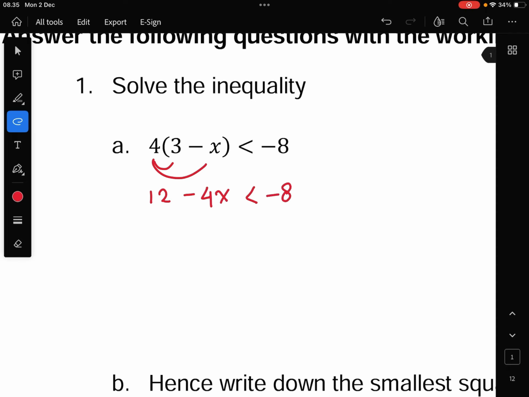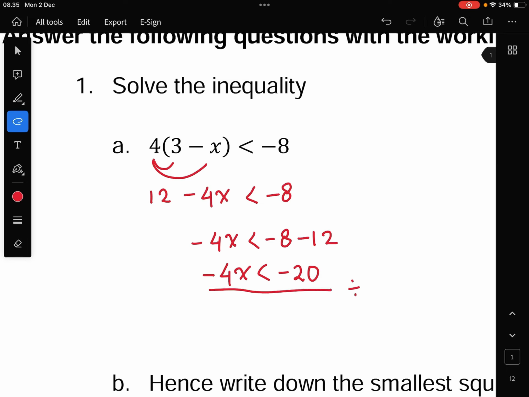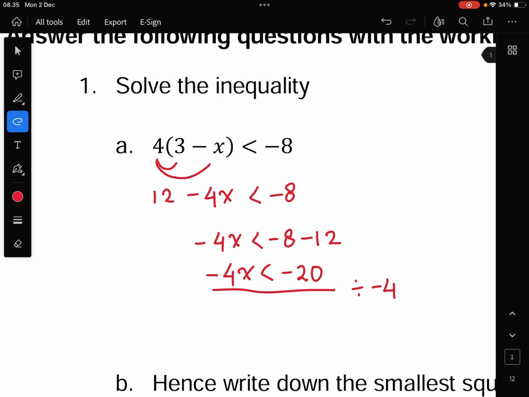Now we need to leave the negative 4x alone, so you have to move the 12 to the right side, which means you will have negative 8 minus 12. Then we simplify it so that you will have this kind of inequality. Now we need to leave the x alone, which means you have to divide by negative 4. If you have a division in your inequalities, it is going to be flipped.